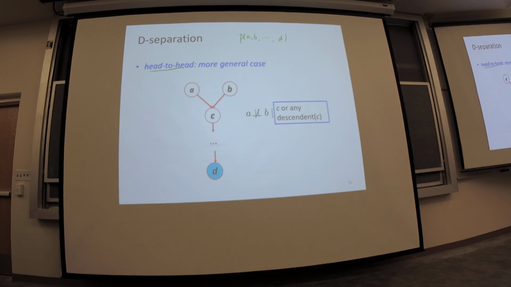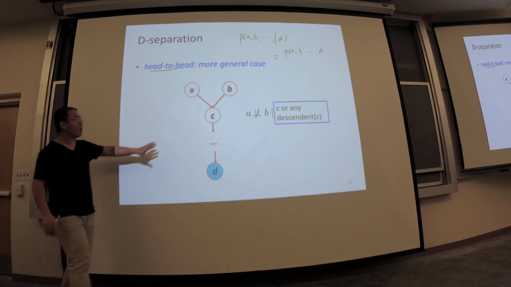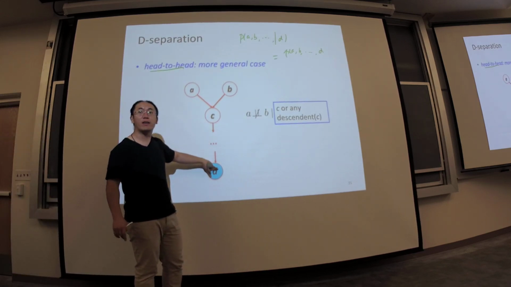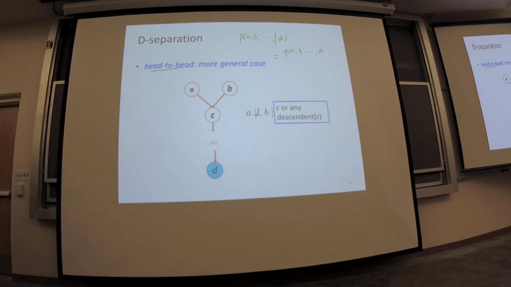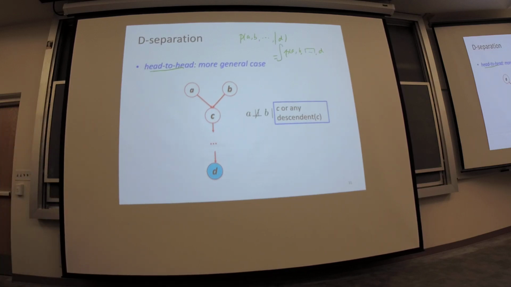To see this, we can just write down the conditional probability of A and B given some descendant D of C. If you write it down, it's the joint probability of A, B, and so on up to D, and this dots part represents the path from C to its descendants. We need to integrate out this part to get the marginal probability of A, B, and D, and then divide by the marginal probability of D.